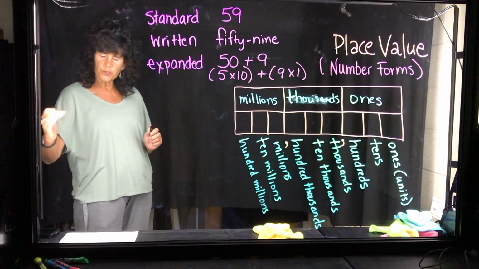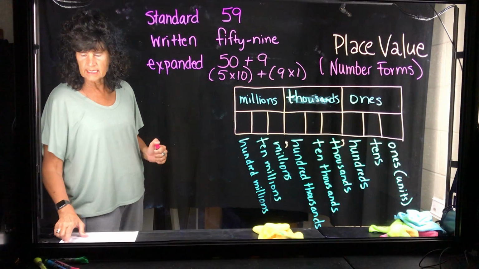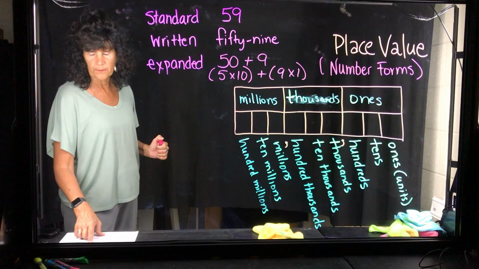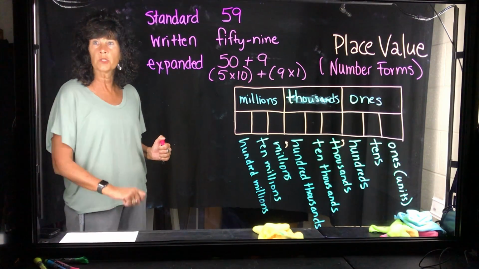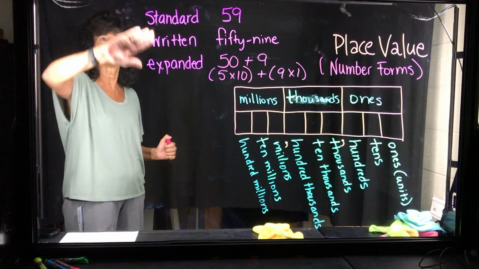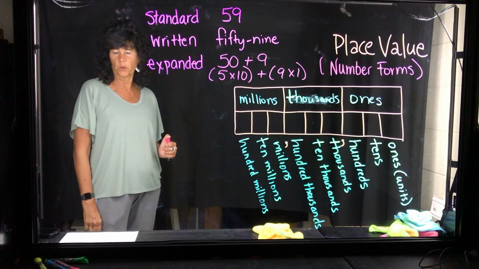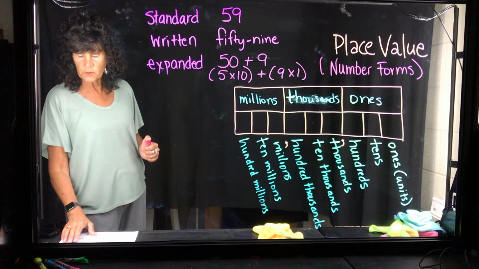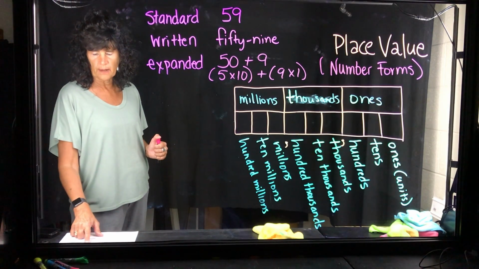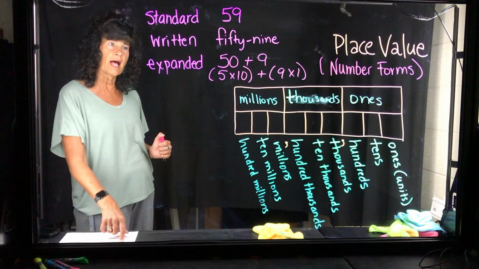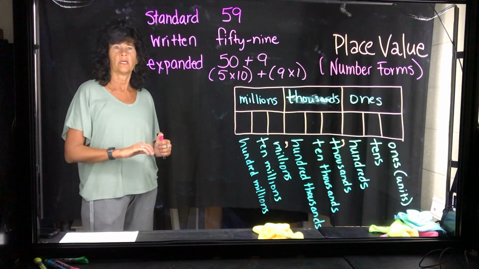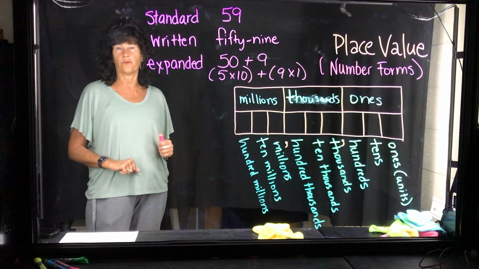All right, so on your notes, number 1 says, the blank form of a number is the usual or common way to write the number using digits. You want to put standard in that blank. Okay? Number 2, it says the blank form of a number is a way of writing numbers as the sum of the value of its digits. That would be the expanded form, okay?